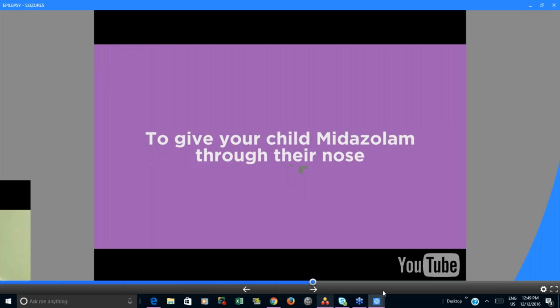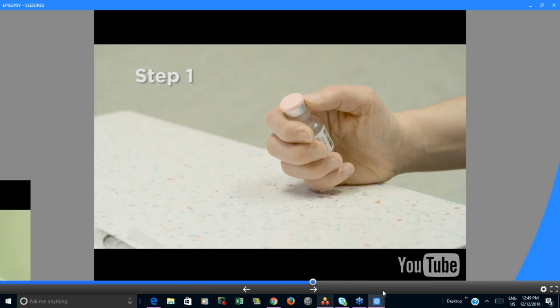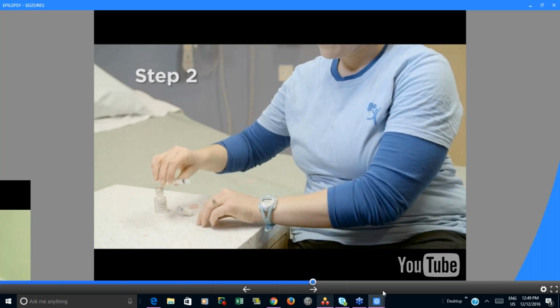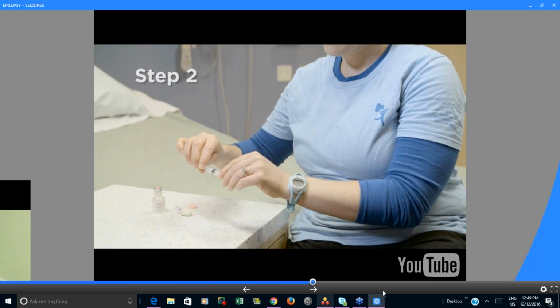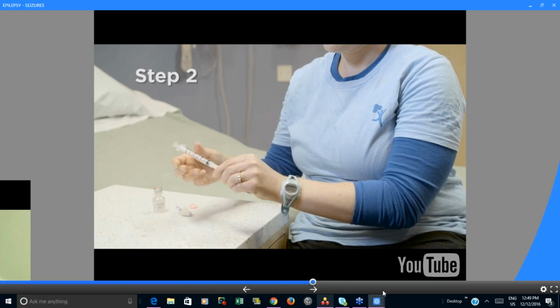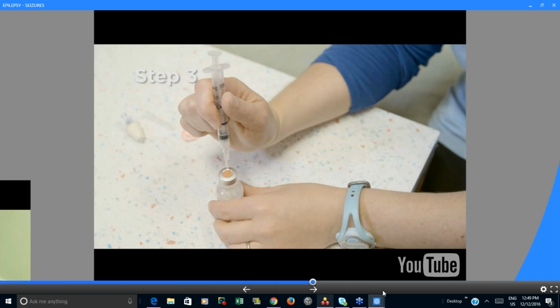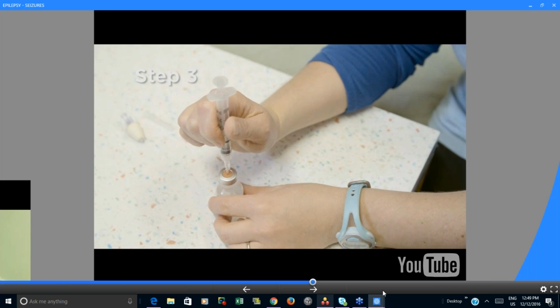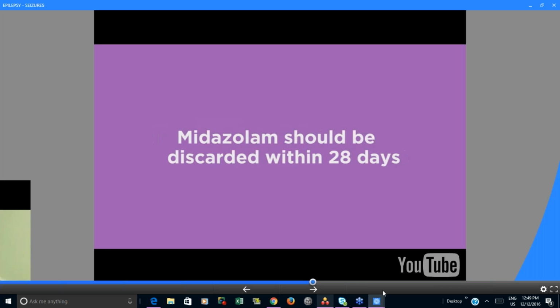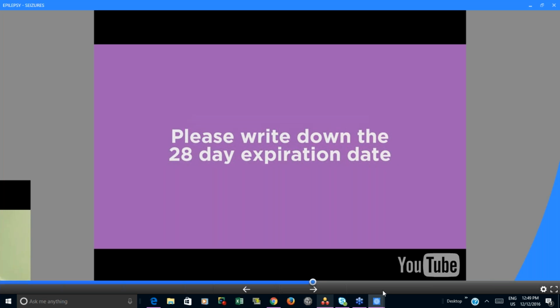To give your child midazolam through their nose, first, pop the plastic cap off the bottle of midazolam. Connect the needle or adapter to the syringe by twisting or slipping. Poke the syringe into the medicine bottle. Once the vial is punctured or the pre-filled syringe is opened, the midazolam should be discarded within 28 days. Please write down the 28-day expiration date on the punctured vial or opened pre-filled syringe.